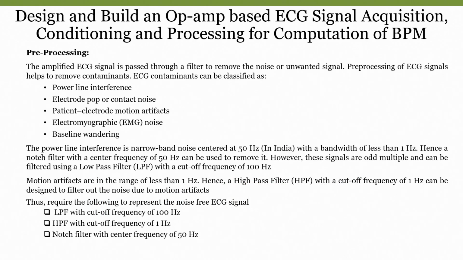Then we will go to the next one, which is our pre-processing. We have already seen power line interference. In order to remove it, we have to do notch filtering at 50 Hz and low pass filtering at 100 Hz, so that the odd multiples of 50 Hz can be completely removed. The other one is contact noise. This contact noise, as well as baseline wandering, EMG noise, and the patient's electrode motion artifacts, can be removed by passing through a high pass filter.